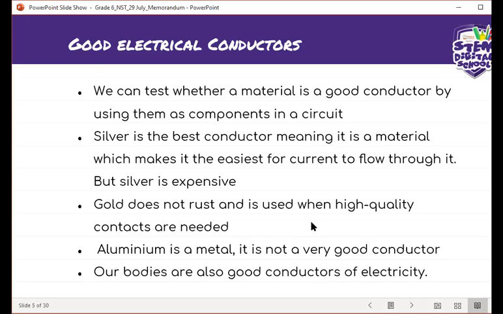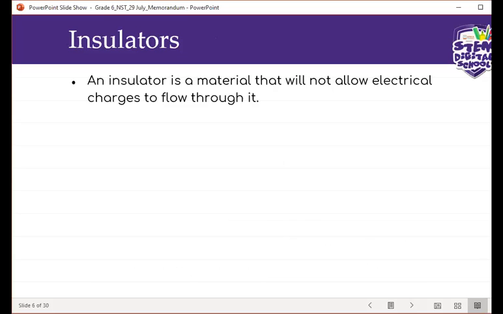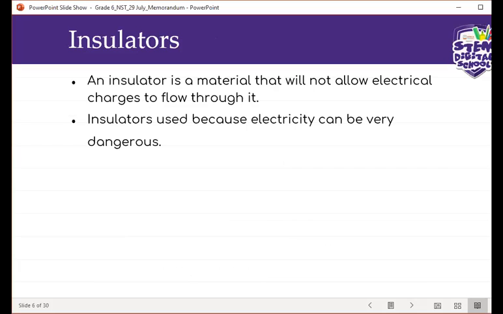Beautiful. Okay, then we get to insulators. An insulator is a material that will not allow electric charges to flow through it. Then insulators are used because electricity can be very dangerous. Plastic and rubber are good insulators, and those are the insulators which are commonly used.